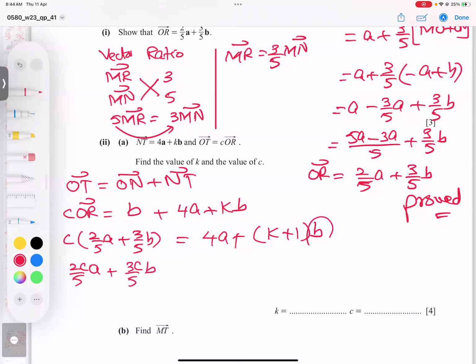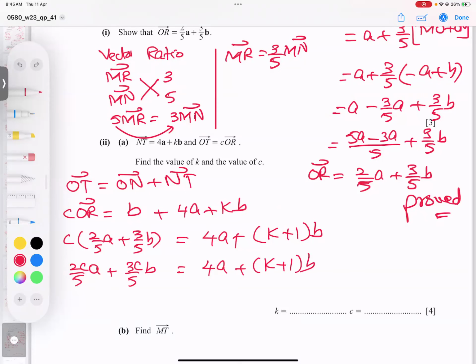Actually, A and B are my actual vectors, so I don't want to keep C with A and B. C is involved with the numbers, be clear. Now I'm doing the comparison technique. What is the comparison technique? I compare both sides. The A coefficient is 4 on one side and this on the other.